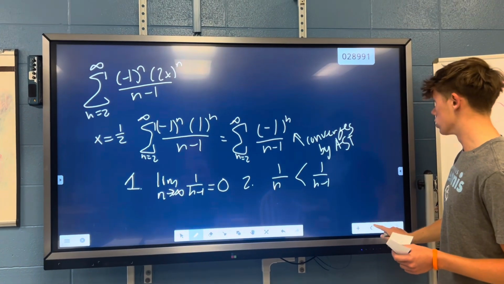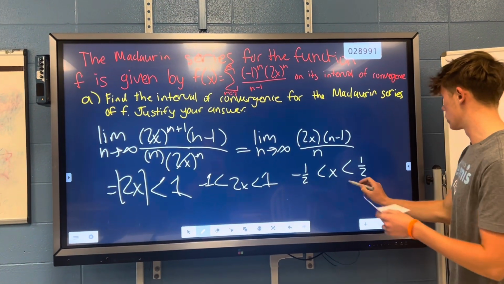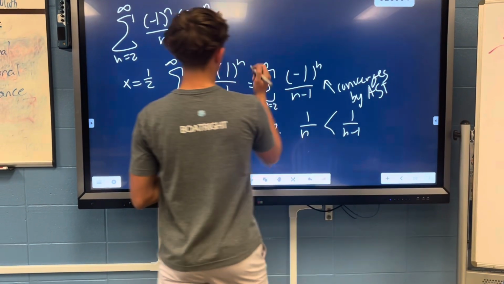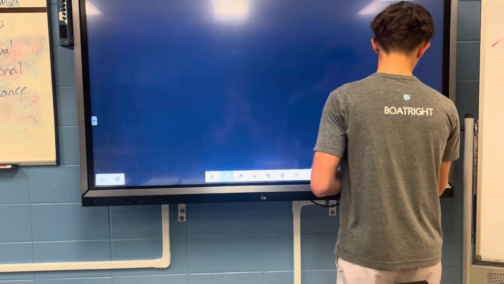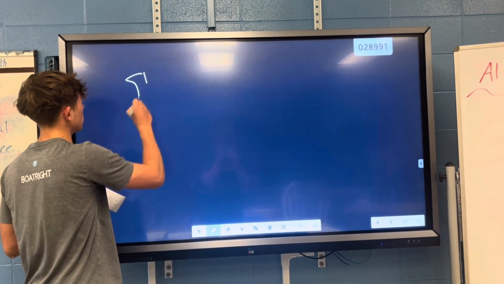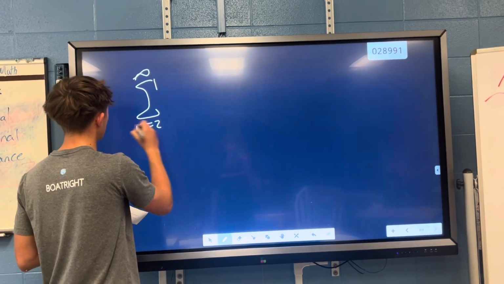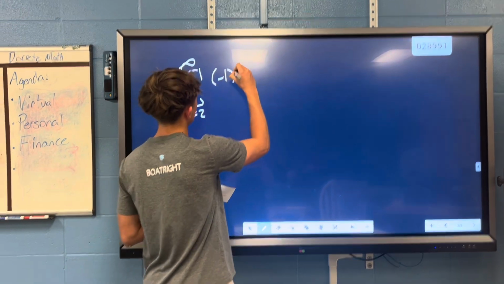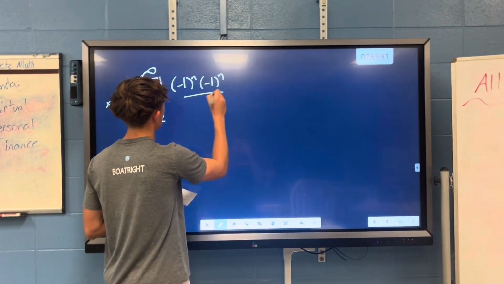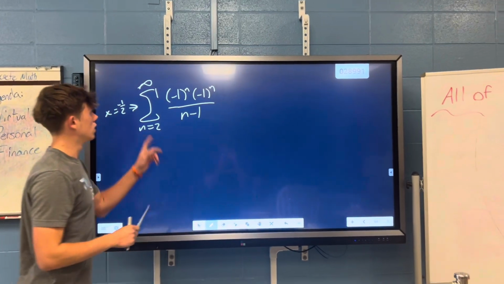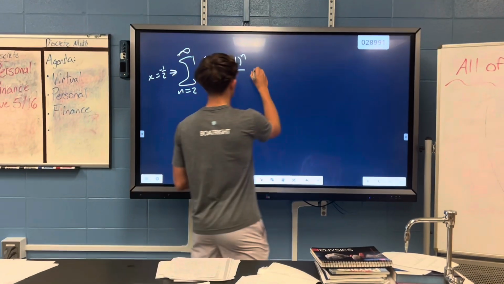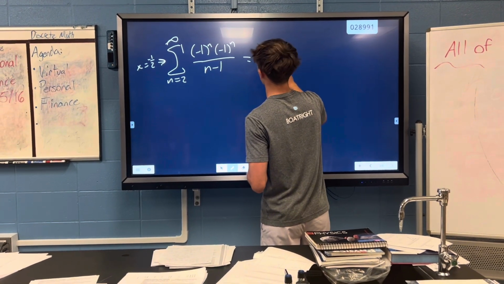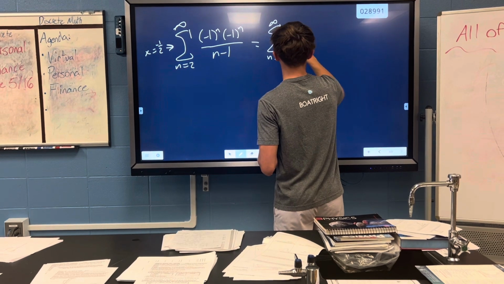So going back to our original, when you plug in 1/2, it does converge, so we can add the equal sign there, and then you have to test the other bound. To test the other bound, you see the same thing, where you're going to plug into the original series the negative 1 to the n, times negative 1 to the n, over n minus 1. To simplify this, these negative 1 to the n would just cancel out, so you just have 1 over n minus 1.